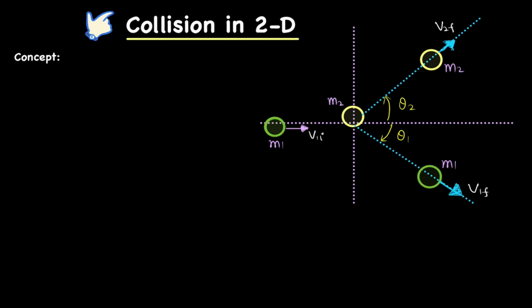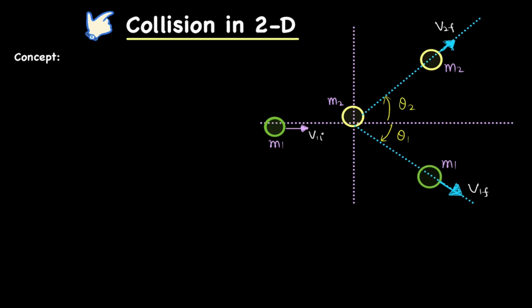So in today's lecture we will discuss collision in two dimensions, a little bit of concept and a few examples. So let's start. You can see collision in two dimensions. There we will discuss the collision along the x-axis as well as the y-axis, right? Actually we will conserve the linear momentum along the x-axis and conserve the linear momentum along the y-axis to solve the numericals. So let's start with the concept.